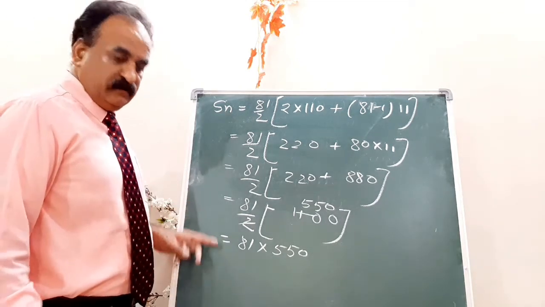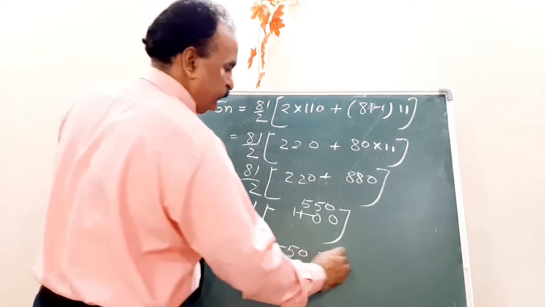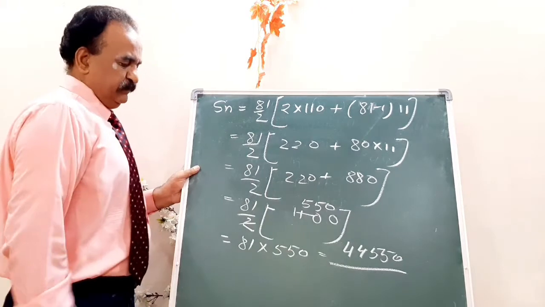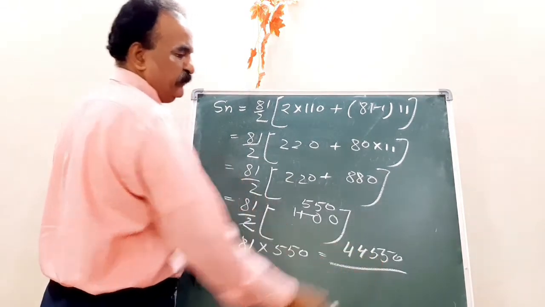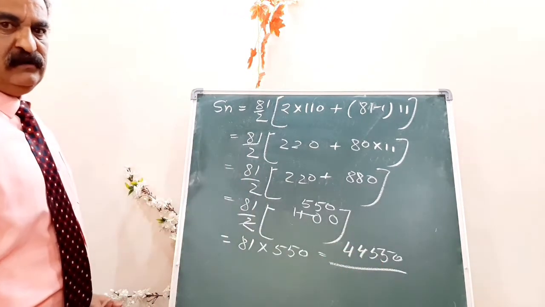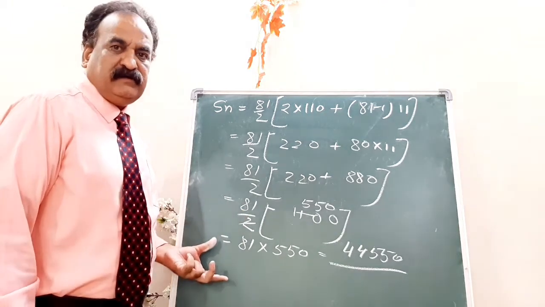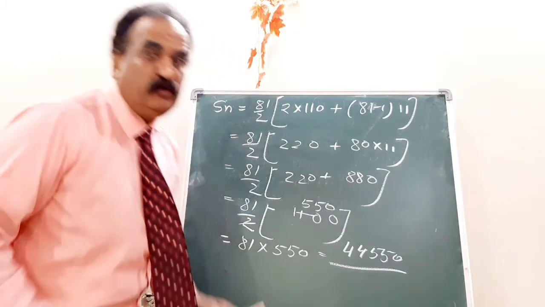Is this clear? Now the correct answer will be 44550. It means 81 into 55 will be 44550. It is the sum of the 3-digit numbers divisible by 11. Now one more very important question I am doing.